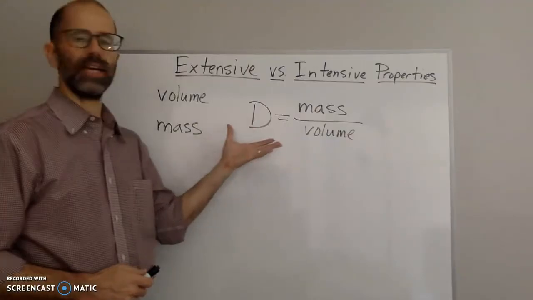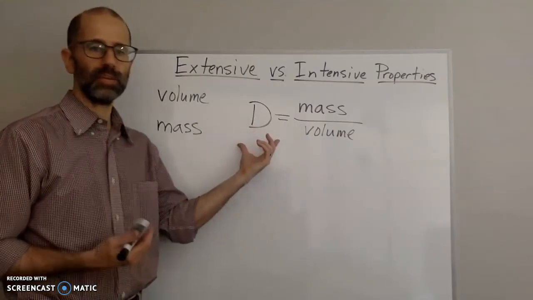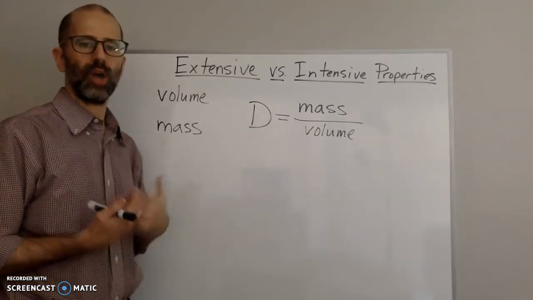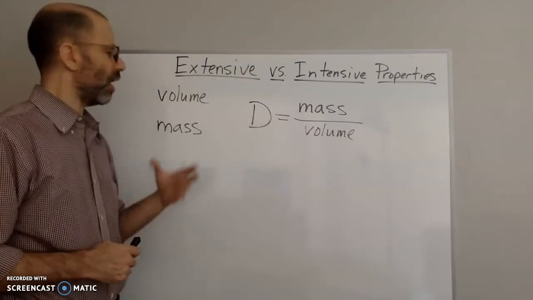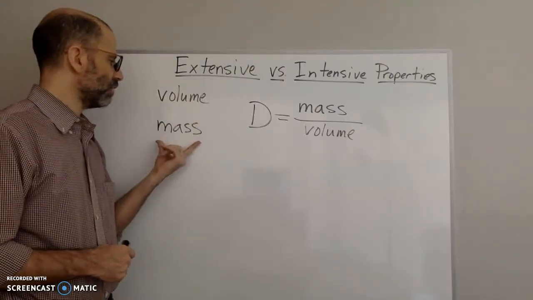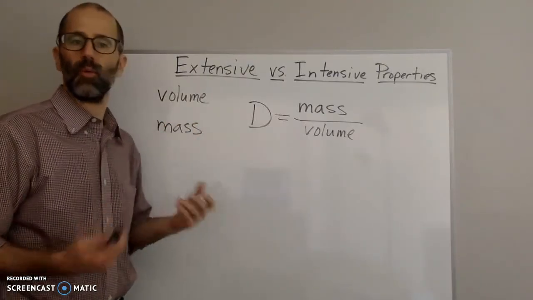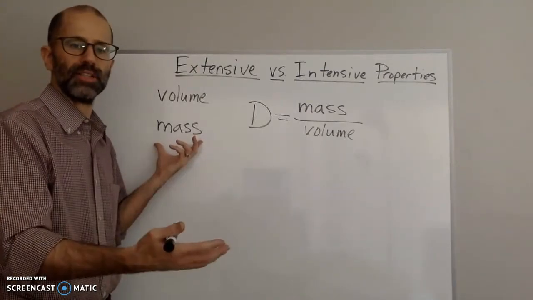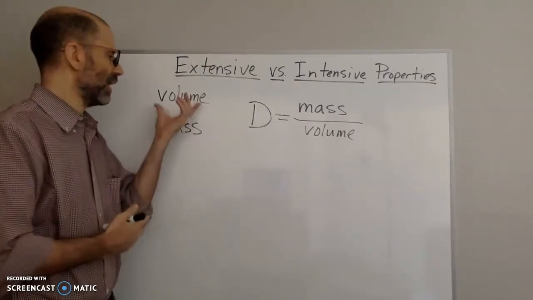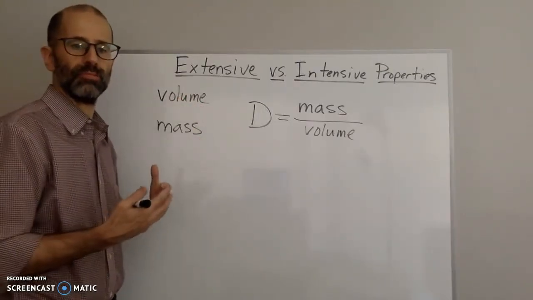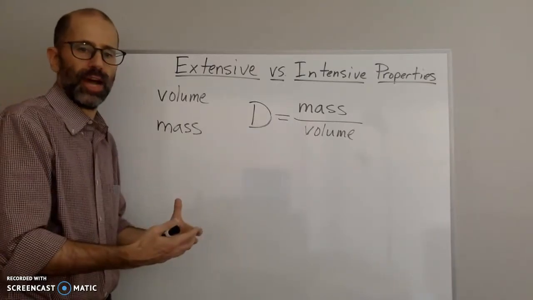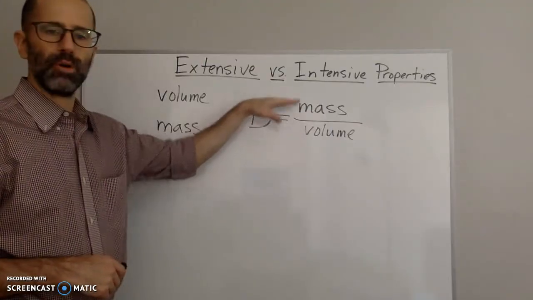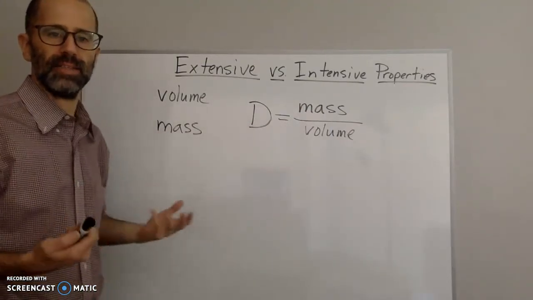If we are looking at the density of a particular substance, that substance doesn't change. It's always that type of substance. If I have a certain amount of that substance, say water, that certain amount is going to have a certain mass, and it's going to have a certain volume, and both of these depend on how much of it you have. So if I take that and put it into a ratio and divide, I get density.